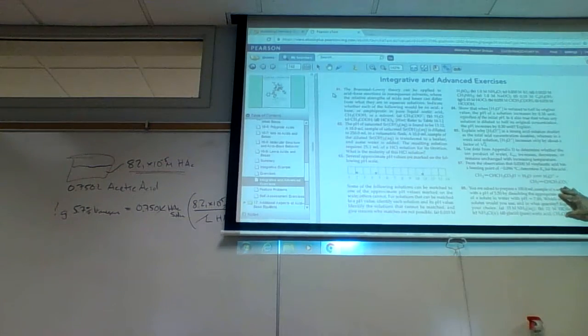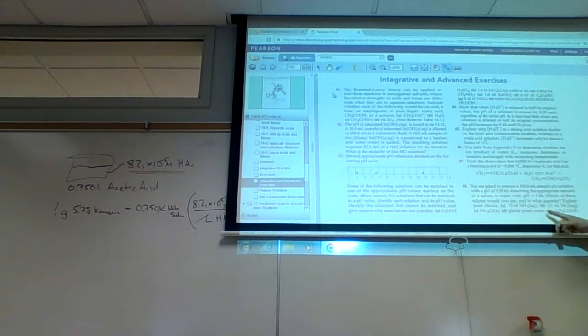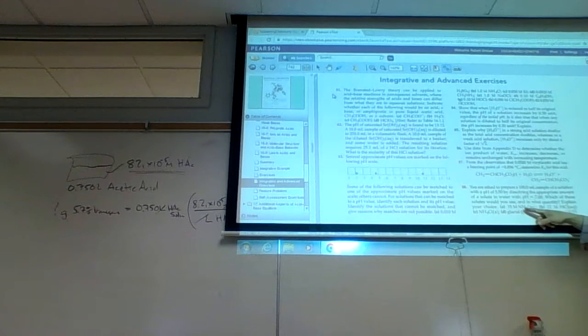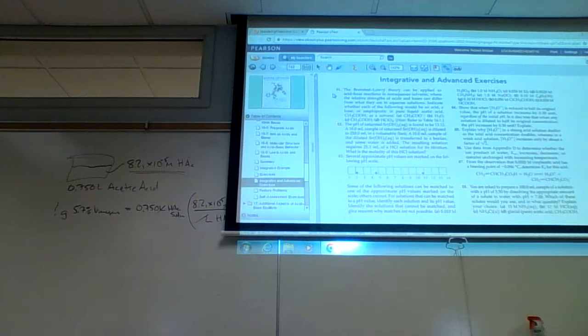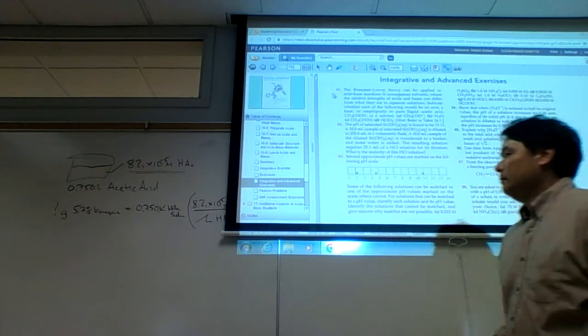88 is similar to what we just did, except you have to do it preparing ammonia, HCl, whatever. Which of these solutes would you use? Actually, this one you have to figure out which of the solutes you use.